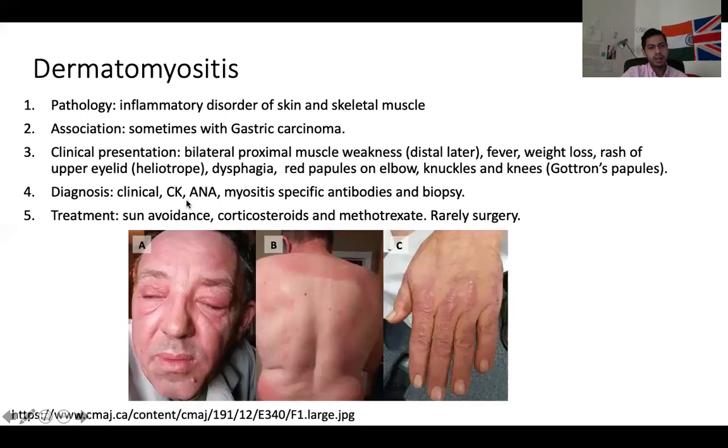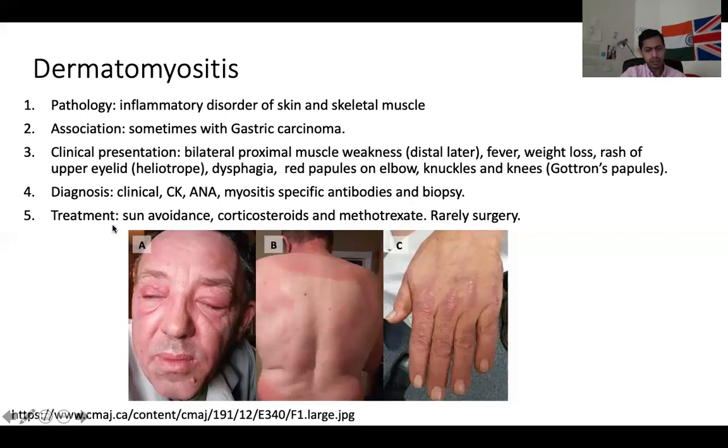How do we diagnose it? Once again, you can do a wide variety of tests. You can do a creatine kinase test, an anti-nuclear antibody test, or a myositis-specific antibody test. But more commonly, we tend to diagnose it clinically, and to completely confirm the diagnosis, a biopsy has to be performed.